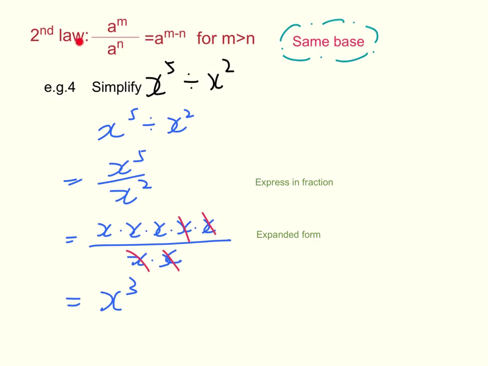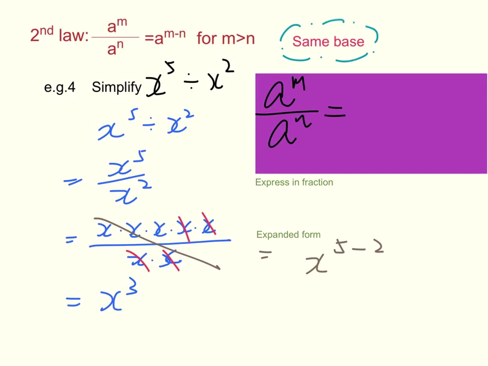Let's apply this law in this step instead of using the expanded form. We can write it is equal to x to the power 5 minus 2. Then the answer is also x to the power 3. Repeat, a to the power m divided by a to the power n can be simplified as a to the power m minus n, where m must be bigger than n.